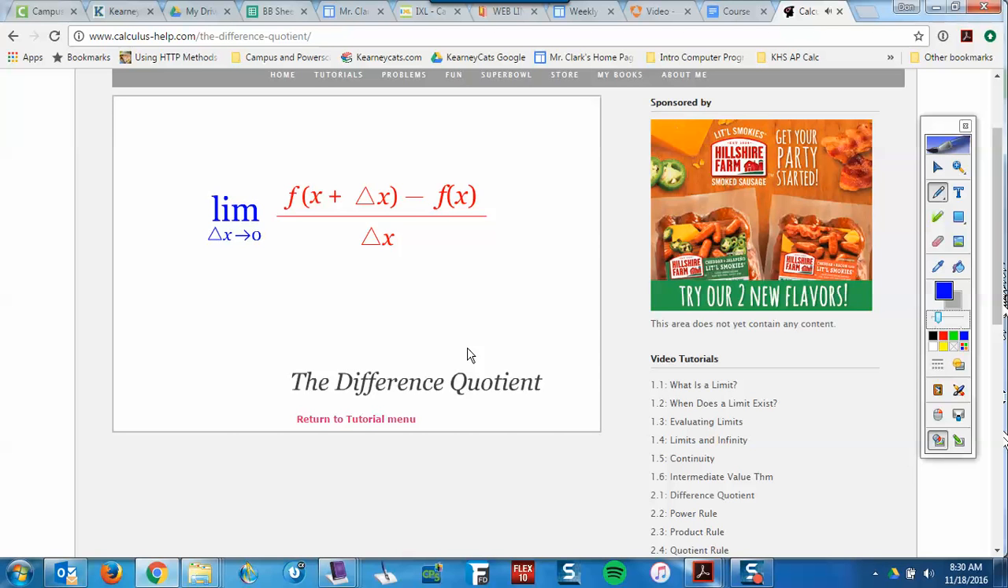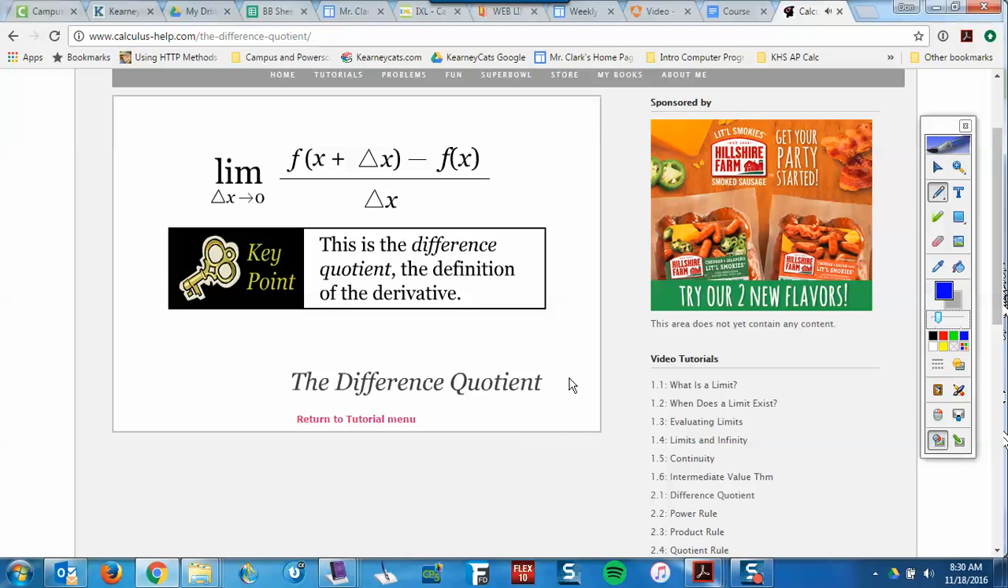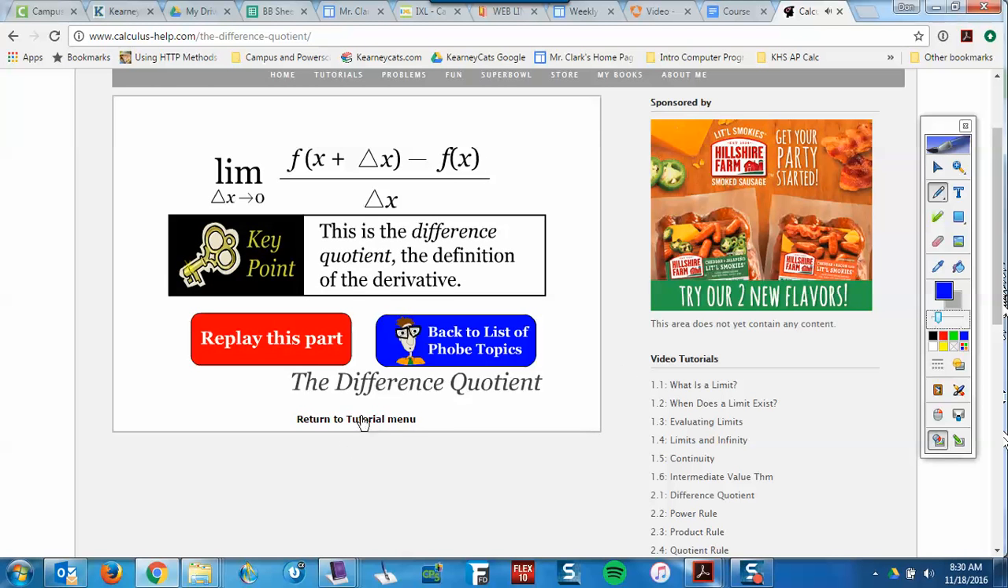All we do is add in the limit as delta x goes to 0. In other words, I want delta x to become so small, it's almost 0. It can't be 0 because then I would have 0 in the denominator of the fraction. That's why I have to use a limit. And I say, get that delta x as small as possible. This is the difference quotient. It is the mathematical definition of the derivative.